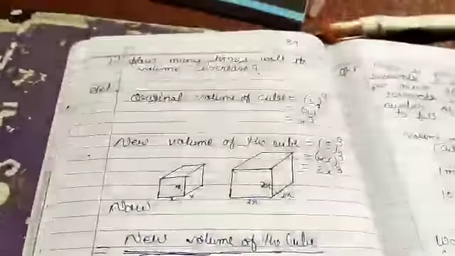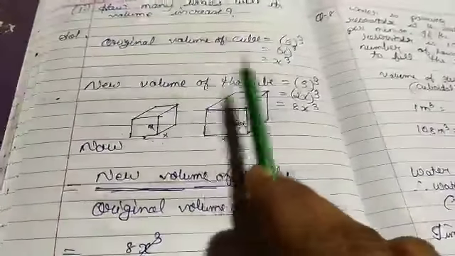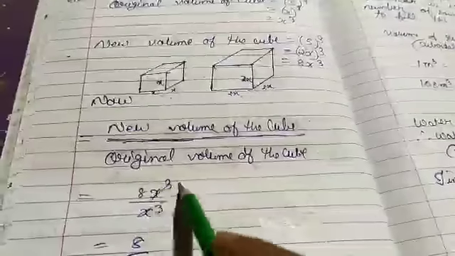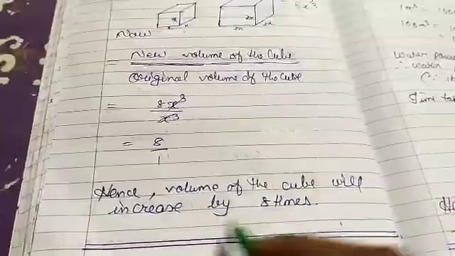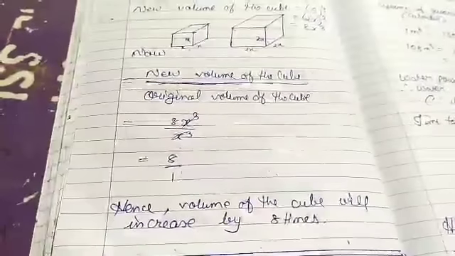To find how many times the volume increases, the new volume of the cube should be divided by the original volume of the cube. So 8x cube divided by x cube gives 8. So we can say that the volume of the cube will increase by 8 times.